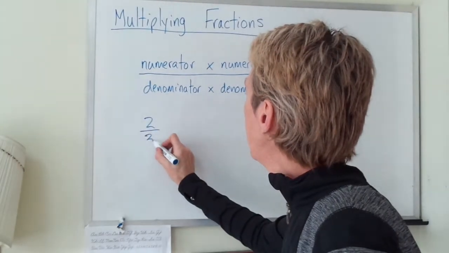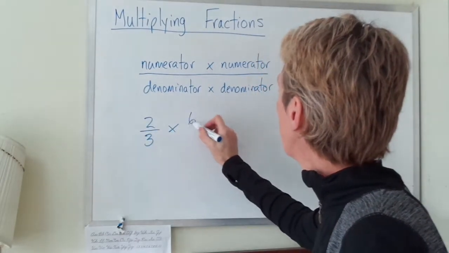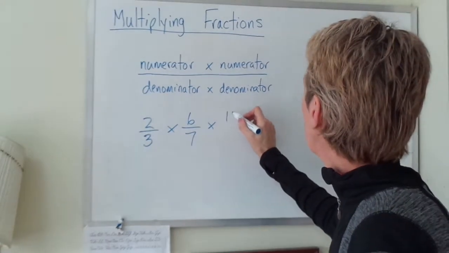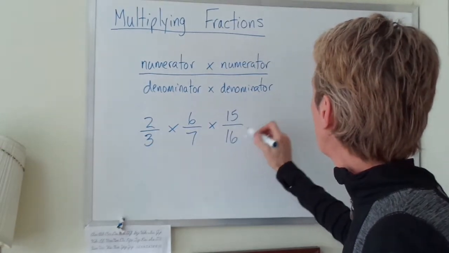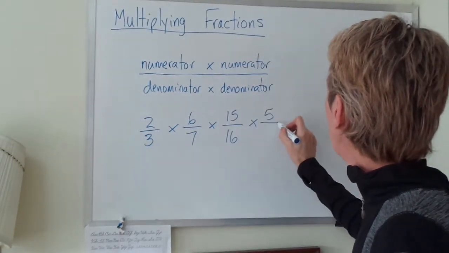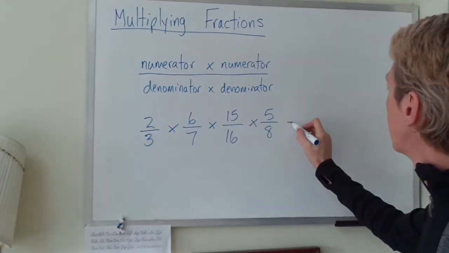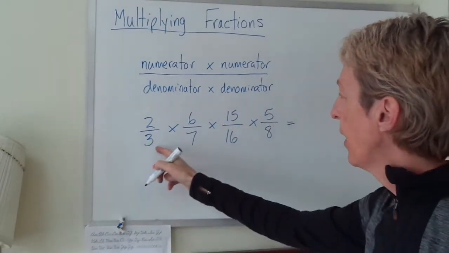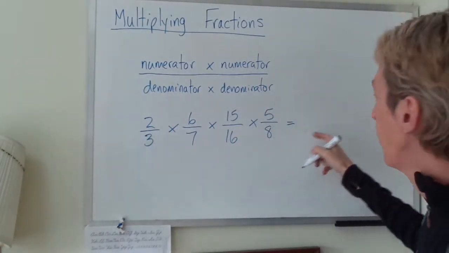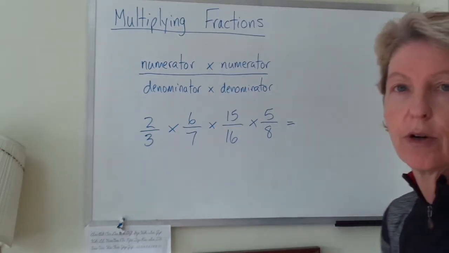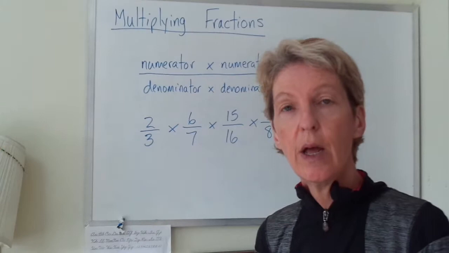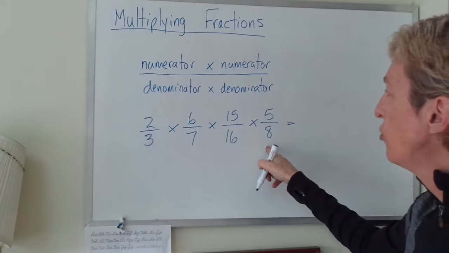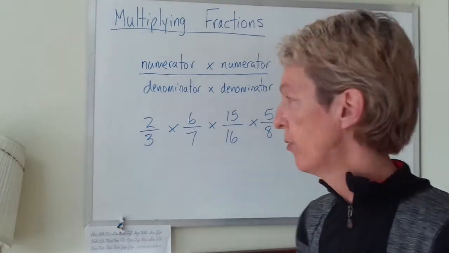For example, if we have 2/3 times 6/7 times 15/16 times 5/8, we could go ahead and multiply all the numerators together and then multiply all the denominators together and have an answer with large numbers and then see if we could simplify it. But the smart thing to do is look at the fractions before you do the multiplication to see if any of them can be simplified.